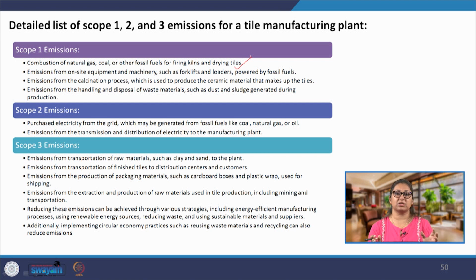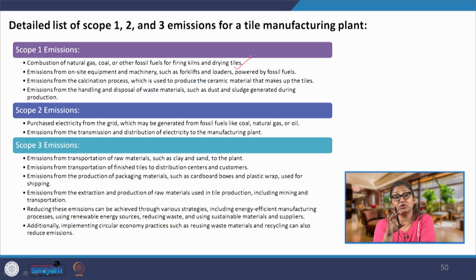So, for most of the industries, process emissions will be the most significant part of the direct emissions. Then we also have emissions from on-site machinery such as loaders, forklifts, tractors, mixers, and a lot of other machinery, which sometimes might be run on electricity, then it does not count towards direct emissions, but if it is run on some other fuel, for example diesel, a lot of times these machines are run on diesel, then they are counted towards direct emissions.